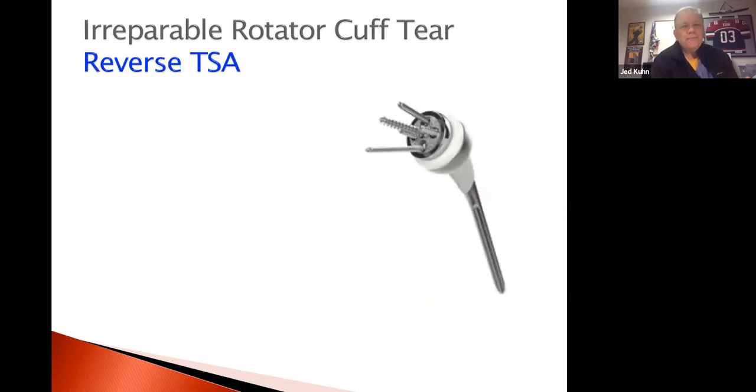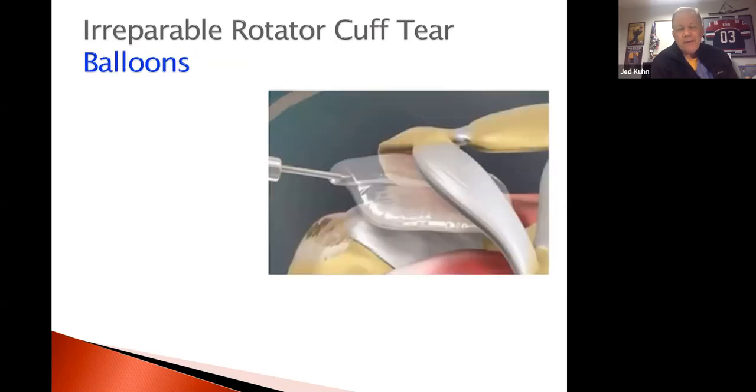Next slide. And of course, we all know about the reverse arthroplasty for the irreparable cuff tear. Next slide. And there have been trials of an absorbable balloon that fills with saline that depresses the humeral head, takes away pain. Patients do therapy, the balloon goes away, and patients feel better. This is not available in the United States yet, but it probably will be soon.